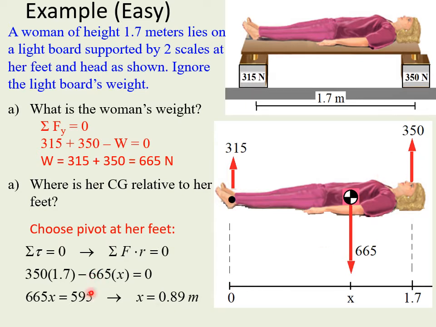So I'm going to take this 665x and move it over to the right side, and then flip the equation. So I have 665x equals this product here, which is 595. Therefore, x is equal to 595 divided by 665, and that is 0.89 meters. That's the distance here from her feet to her CG.